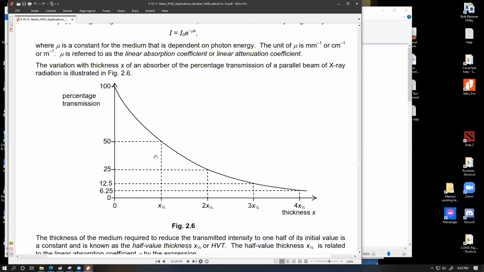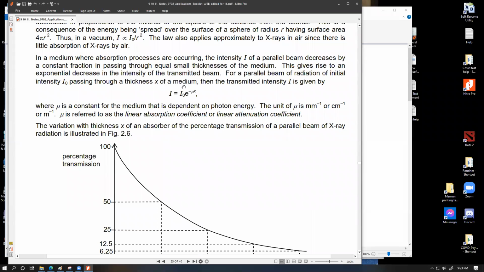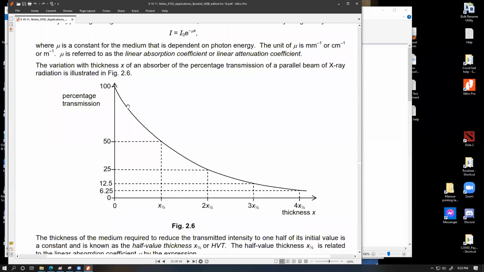What they're trying to show us over here is that for a specific medium, there lies a certain thickness of the material which causes the intensity of the transmission, this is for this equation, not for the reflection, to reduce by half. So if you're sending a signal of 100 intensity, whenever it goes through this amount of thickness, the remaining intensity would be 50%. And if it goes through another amount of this thickness, the remaining intensity will become half of that, and then half of that, half of that.